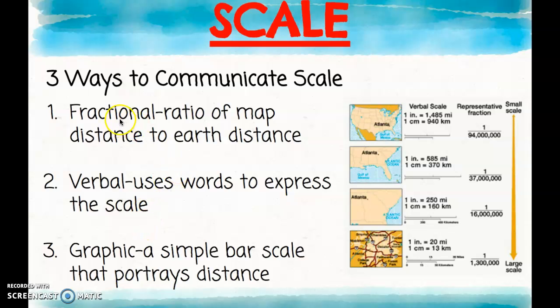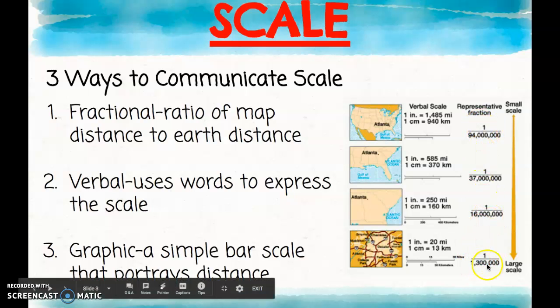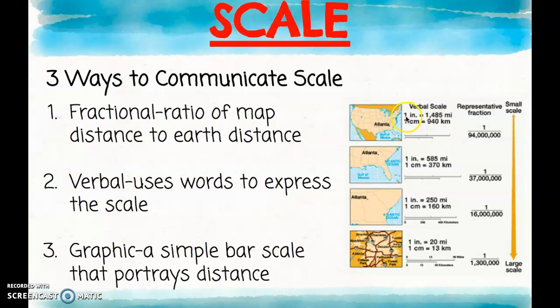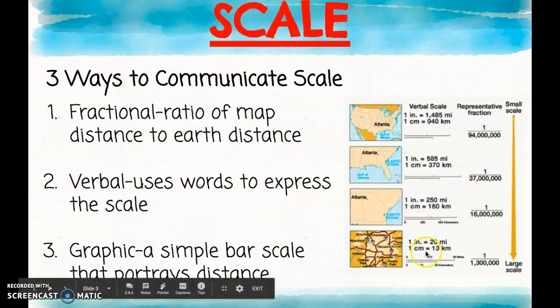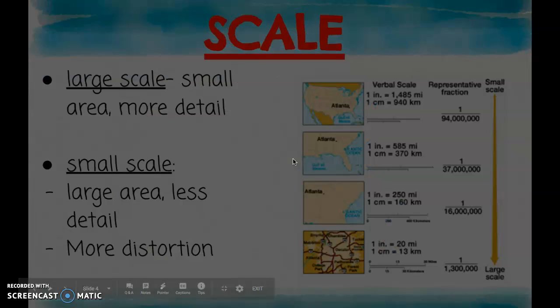It can be communicated in a fraction, which looks like this ratio right here, 1 over 1.3 million. It can be verbal, which would look more like this. So 1 inch on this map is equal to 1,485 miles. Okay, so that's the verbal scale. And then the graphic scale is what I showed you on that last page. It's kind of these notch marks here. We consider that graphically representing scale.